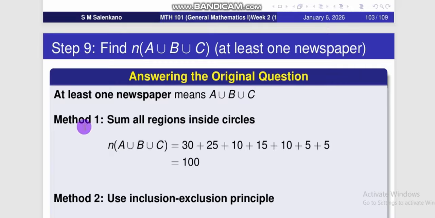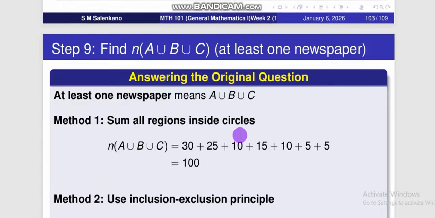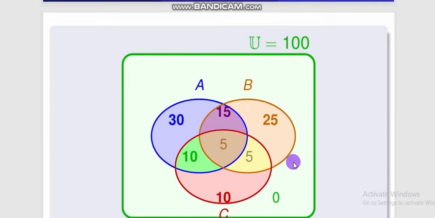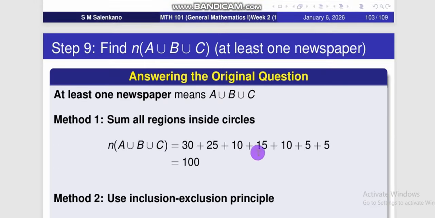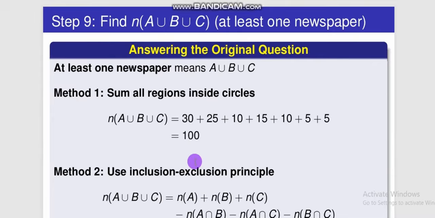So method 1 is to just add all the regions there, 1, 2, 3, 4, 5, 6, 7. You see, you add the 7 regions, because the 8th one is outside. So all the regions that you have here at least read 1 or 2 or all the newspapers. So you are going to have 100.